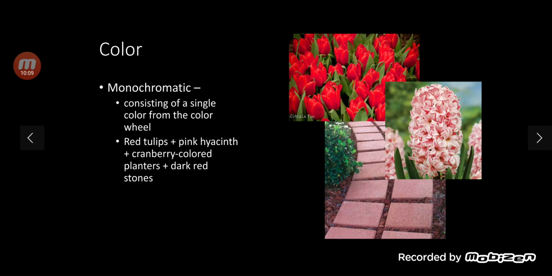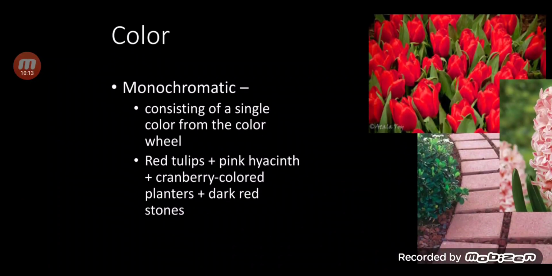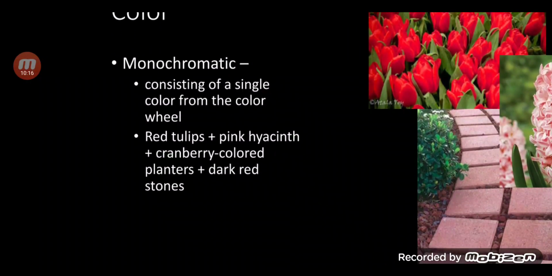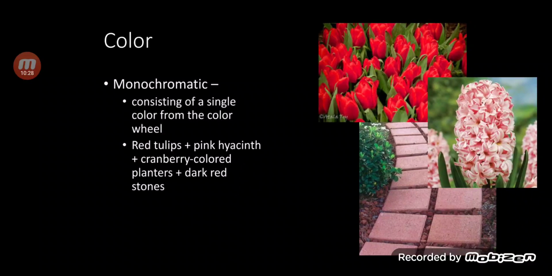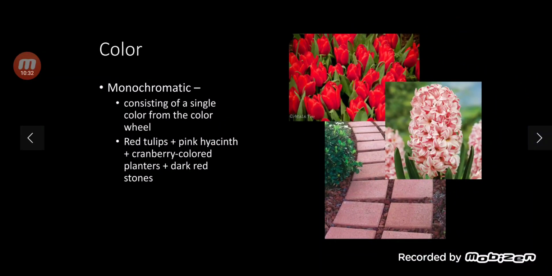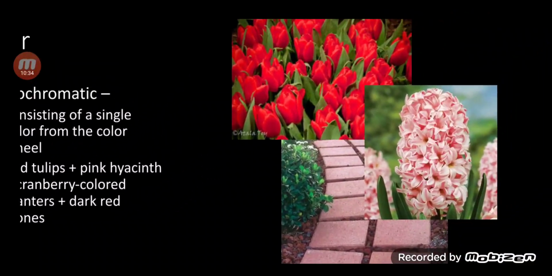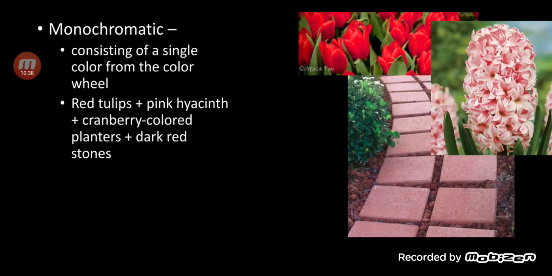Color continued. Monochromatic, consisting of a single color from the color wheel. Red tulips plus pink hyacinth plus cranberry colored planters plus dark red stones. Look at all that monochromatic red. Right? Red, pink, cranberry.